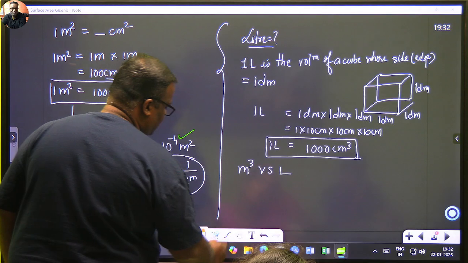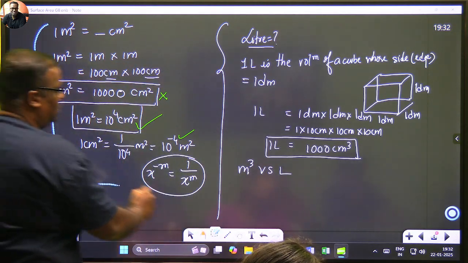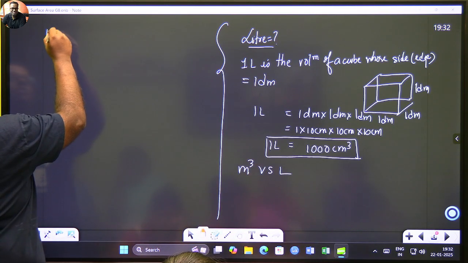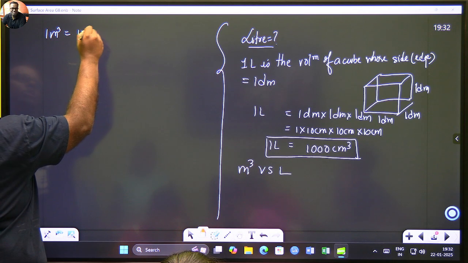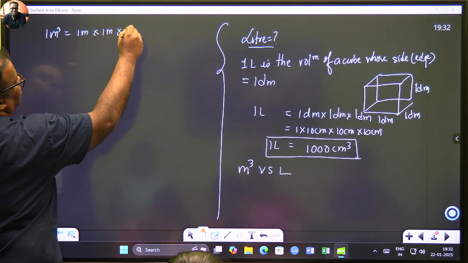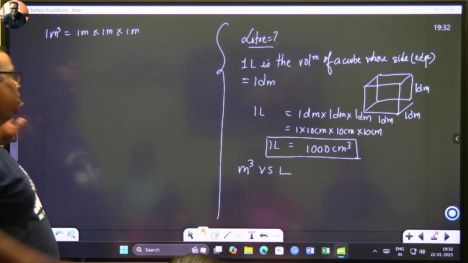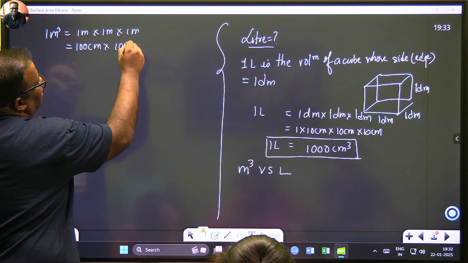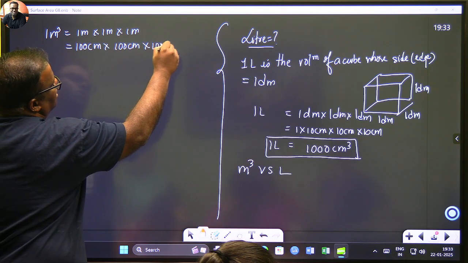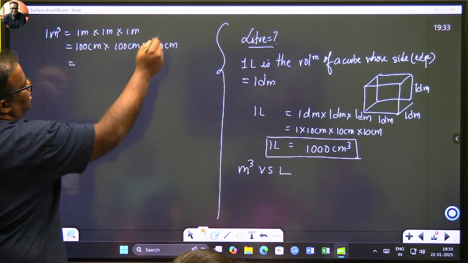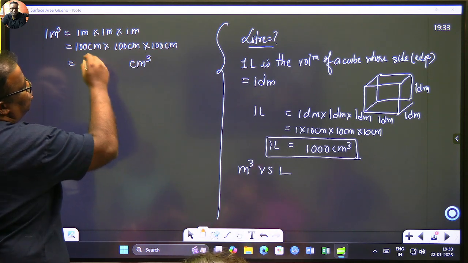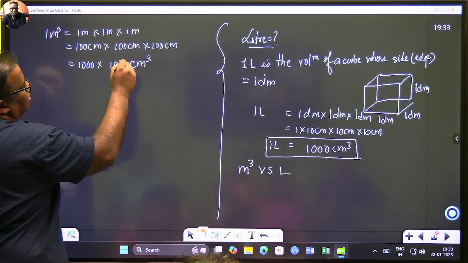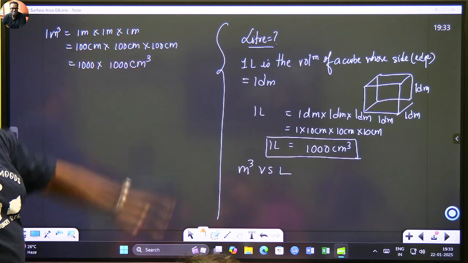Shall we? Can I rub the left side now? Okay. So we have 1 meter cube. 1 meter cube can be written as 1 meter multiplied by 1 meter multiplied by 1 meter. Any doubt? No doubt. Each meter can be written as 100 centimeter into 100 centimeter into 100 centimeter. So it becomes centimeter cube, how many? 10 to the power 6. Can I write this as 1000 into 1000?